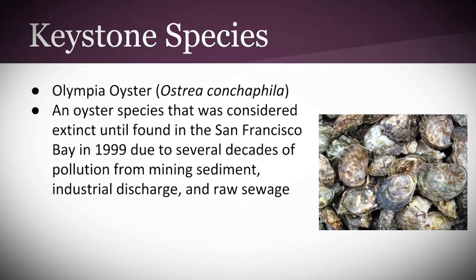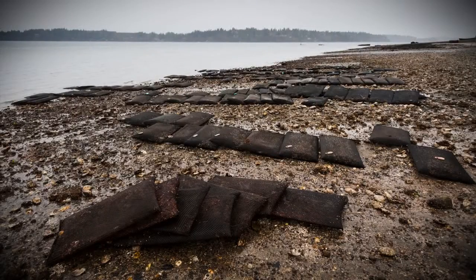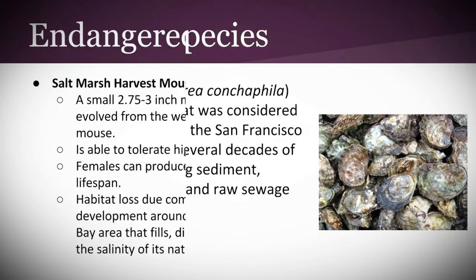Without the filtration the Olympia oyster provides, less sunlight would reach the eelgrass colonies, which would in turn die off. Therefore, without the protection of the eelgrass, the Pacific herring runs would collapse, brant populations would plummet, and the populations of other species and microorganisms such as shrimp, crabs, invertebrates, etc. would ultimately crash as well.